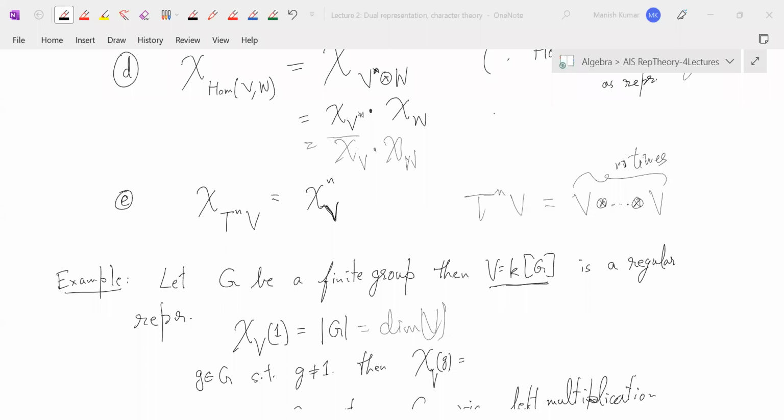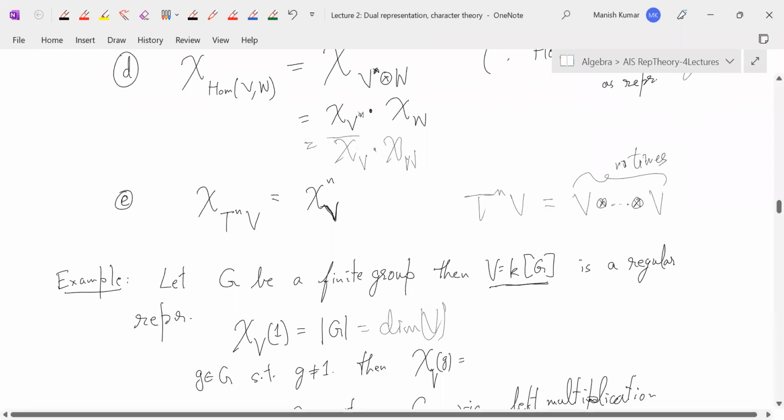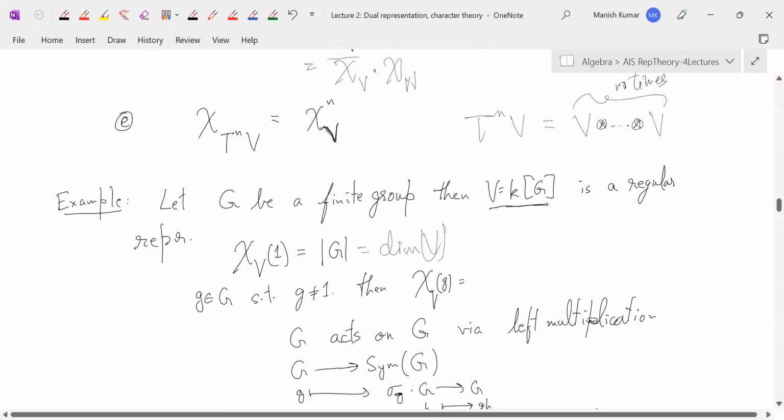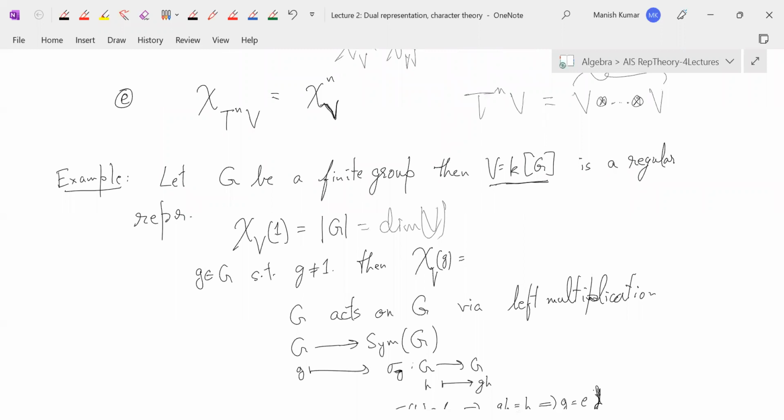Okay, so for one, we know it's going to be the dimension of the vector space, and in this case, its dimension is the same as the size of the group G. So chi V of one is the order of G. Now we want to understand what happens when G is not the identity, a non-identity element of the group. So we know how the representation looks. If you recall, the regular representation was defined as G acts on G via left multiplication, and it was the permutation representation.